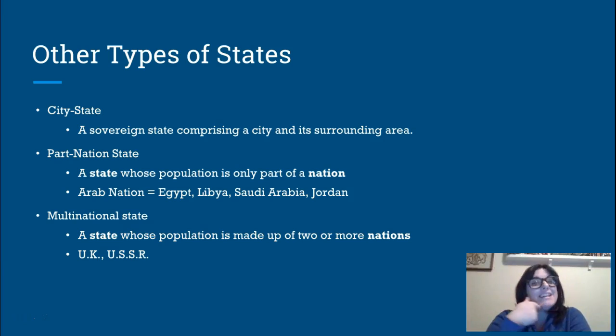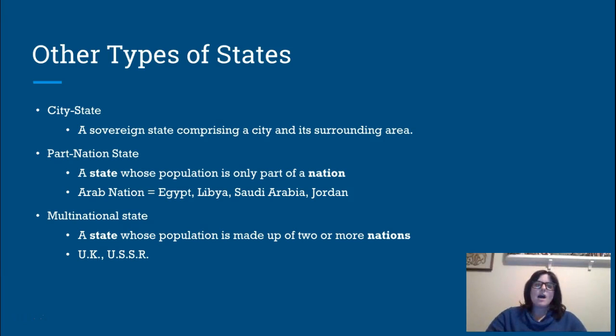There is a part nation state, and we're going to talk about nations in a second. That's a state whose population is only part of a nation. We're going to talk about what a nation is, but sometimes we refer to the Arab nation, meaning lots of countries in the Middle East. Egypt is an example. It's part of the Arab nation, but it is also its own state. Does that make sense? Libya is part of the Arab nation, but Libya is also a state.